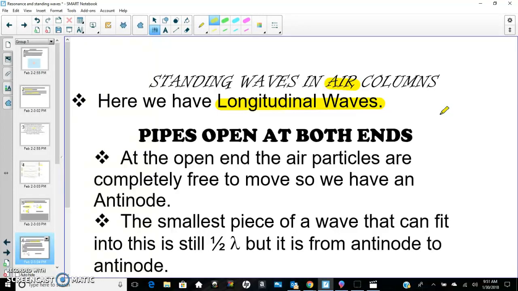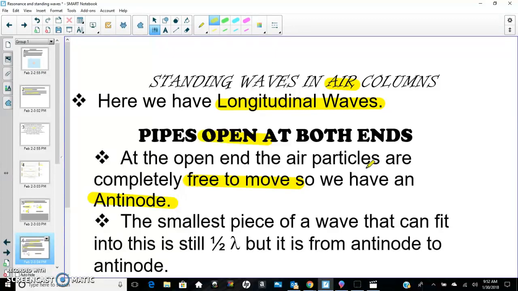We're going to first look at a pipe open at both ends. Because it's open at both ends, the air particles are free to move. And if they're free to move, that means we need an antinode. Now, for the strings, we had nodes at each end. For the pipes open at both ends, we have antinodes at each end.